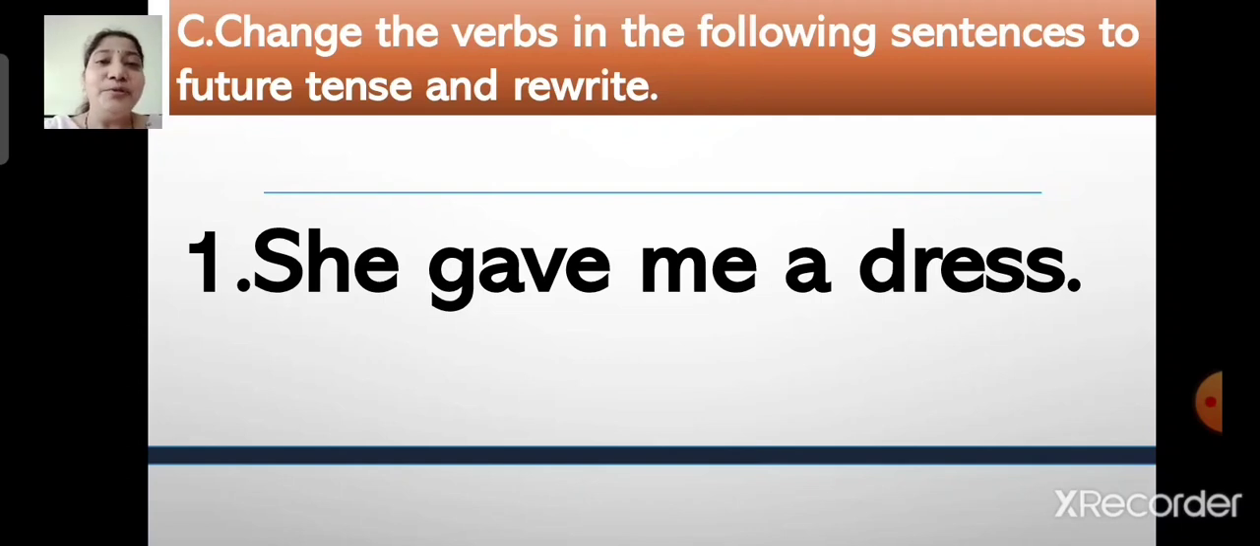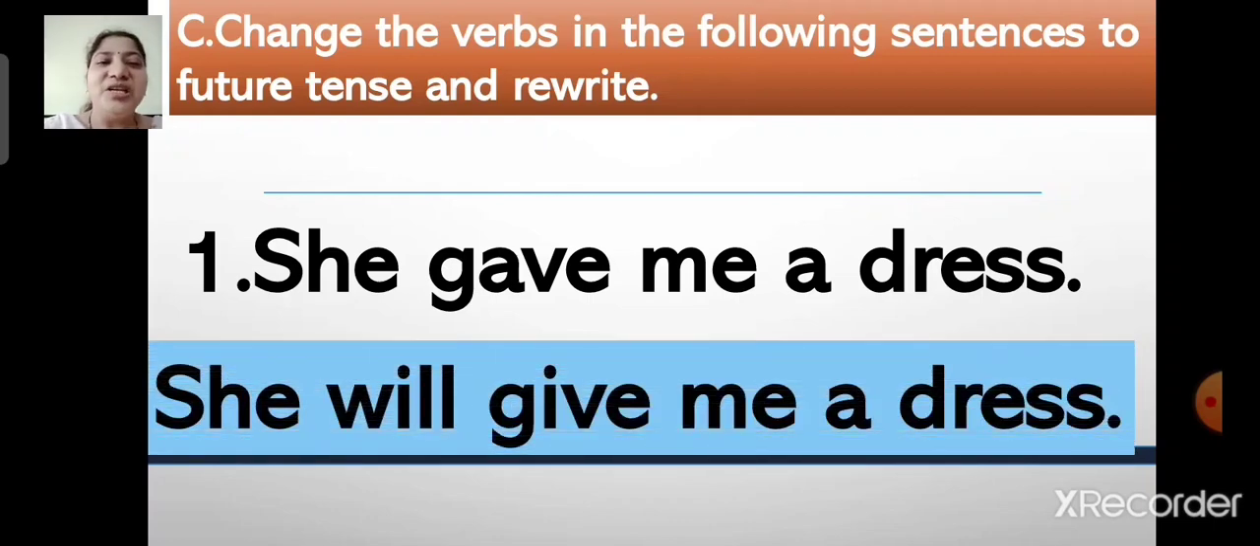Yes, you are correct. The future tense of gave is will give. So let us rewrite. She will give me a dress. I repeat, she will give me a dress. Next.